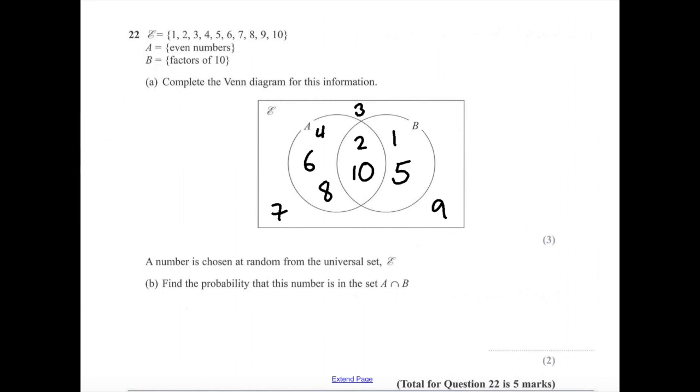A number is chosen at random from the universal set Xi. B. Find the probability that this number is in the set A and B. Well, A and B are the intersection. So we have two numbers in the intersection, which are 2 and 10. So it's going to be 2 over the total number of numbers, which is 10. And that's our final answer.